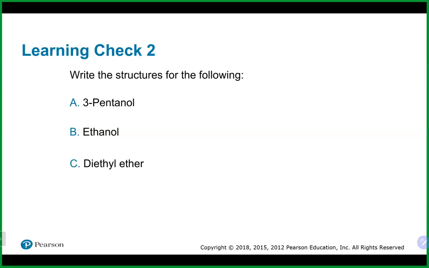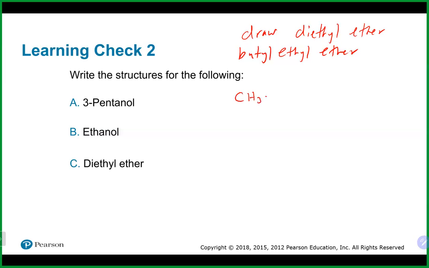All right, so let's try a couple of these. Why don't you draw the one that's there, diethyl ether. Why don't you draw, actually, butyl ethyl ether. And why don't you give the name for this guy here?